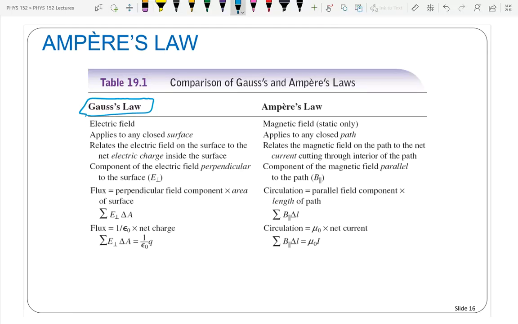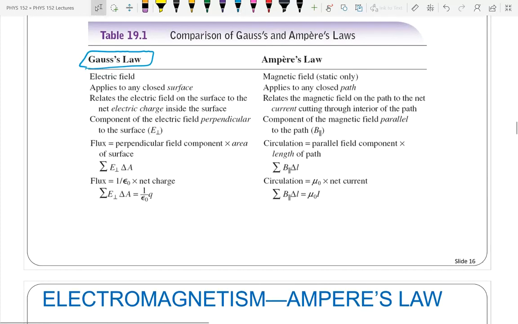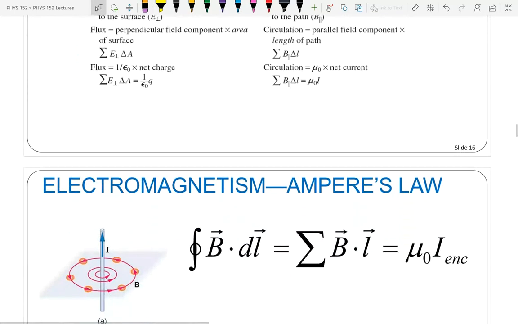So Gauss's law had to do with electric field. I told you there is a magnetic version, but we never use it. Ampere's law has to do with magnetic field. Gauss's law applies to closed surfaces, a three-dimensional surface that was closed. Ampere's law is a closed path. Your loop has to come back on itself, just like an electric circuit. Gauss's law related charge enclosed with electric field flux or electric field strength. Ampere's law is the current flowing with the magnetic field. Gauss's law dealt with the perpendicular electric field, Ampere's with the parallel magnetic field. And then you had the circulation versus the flux.